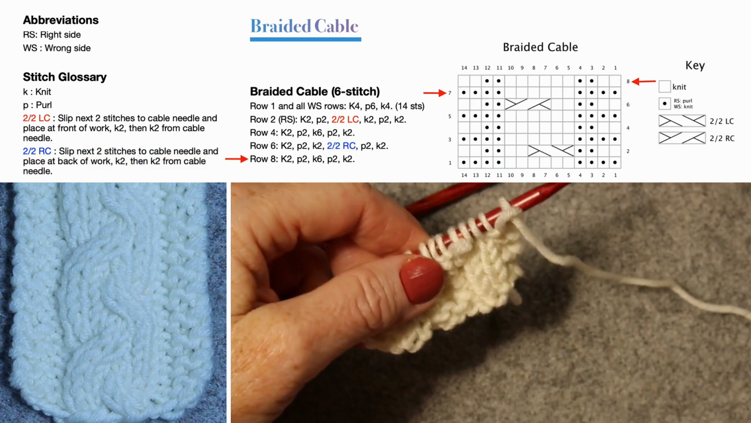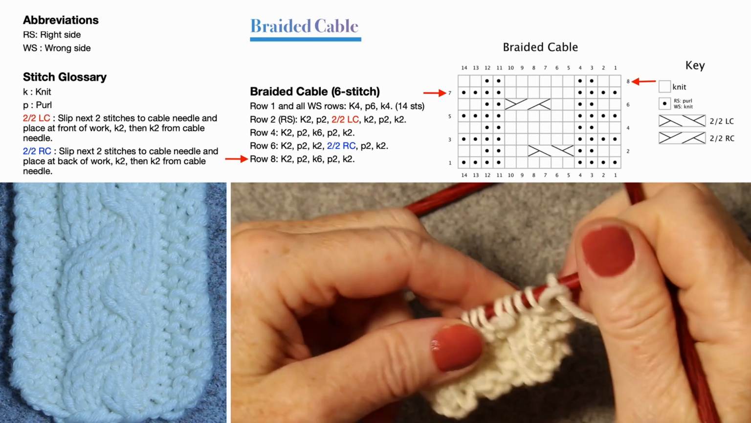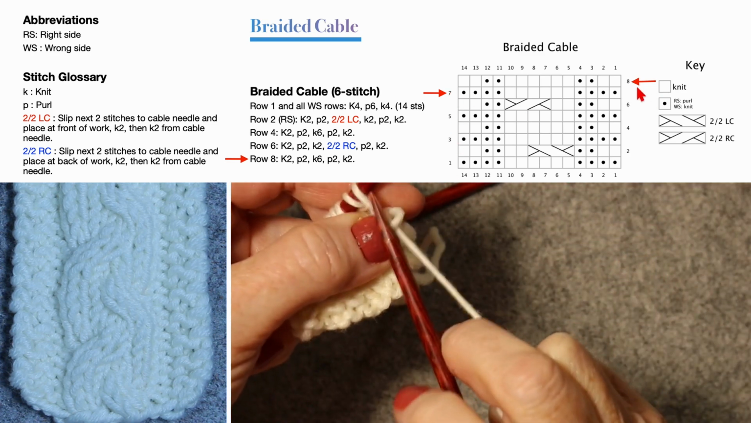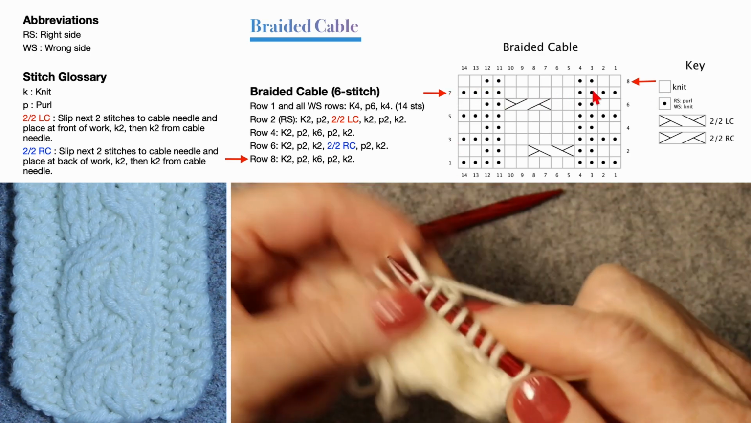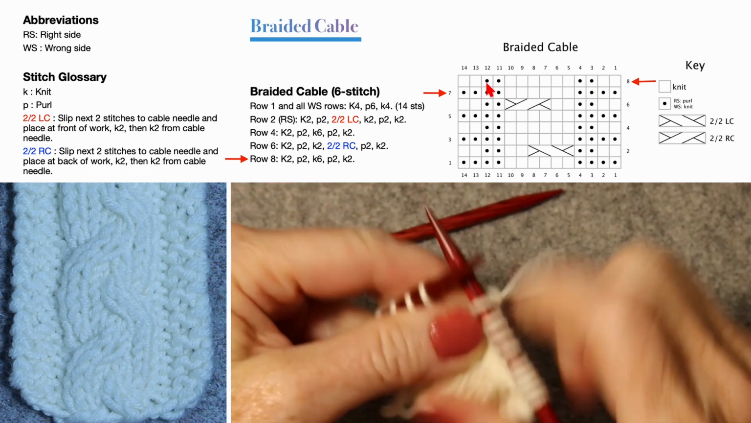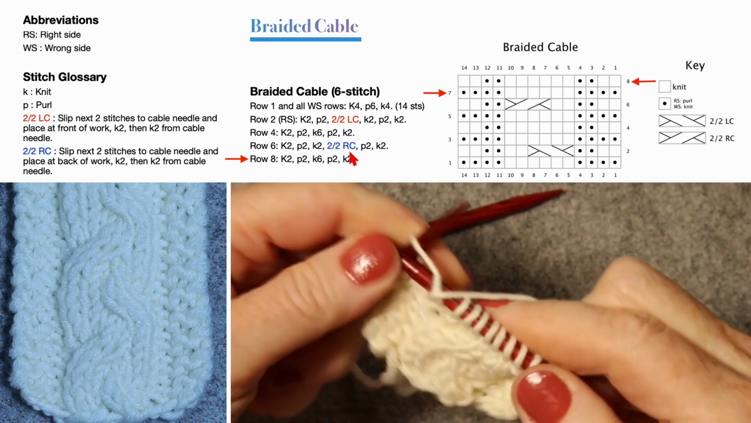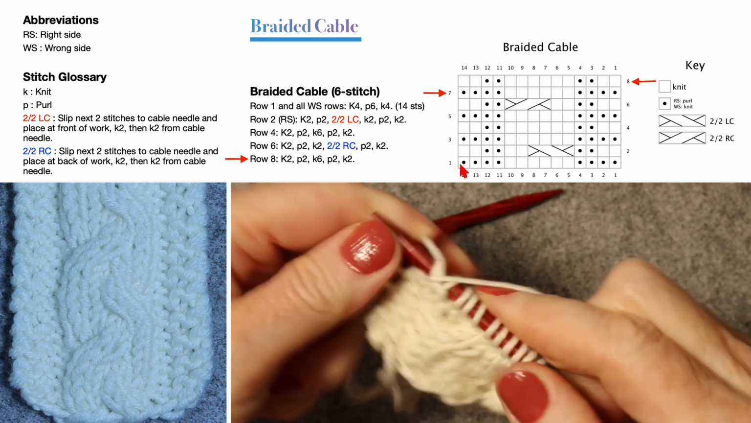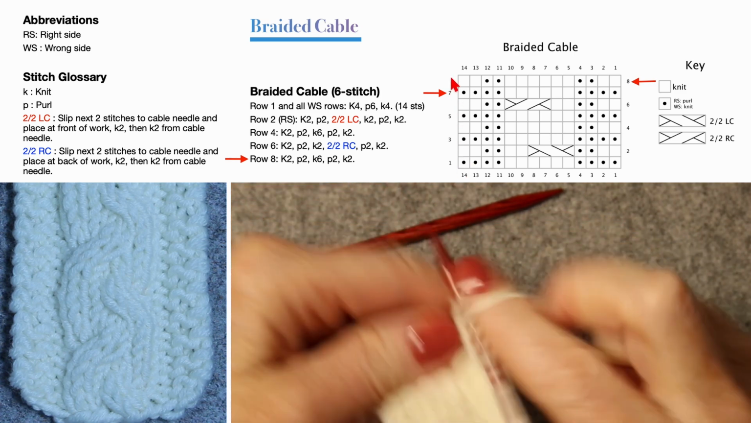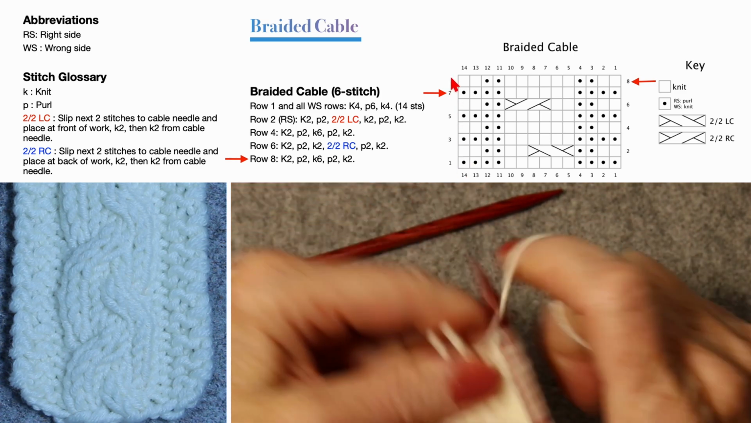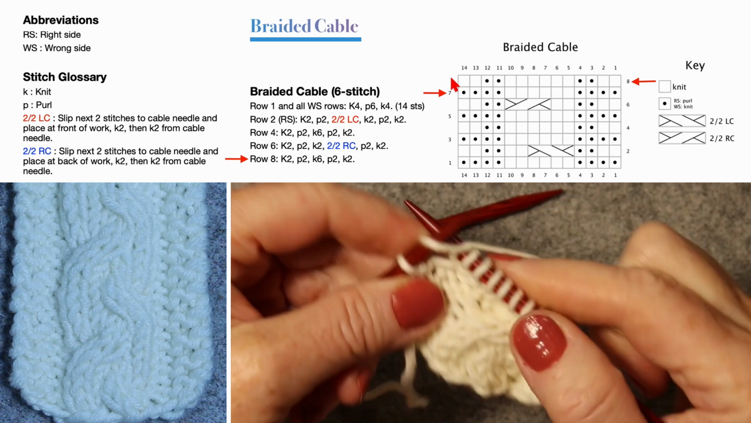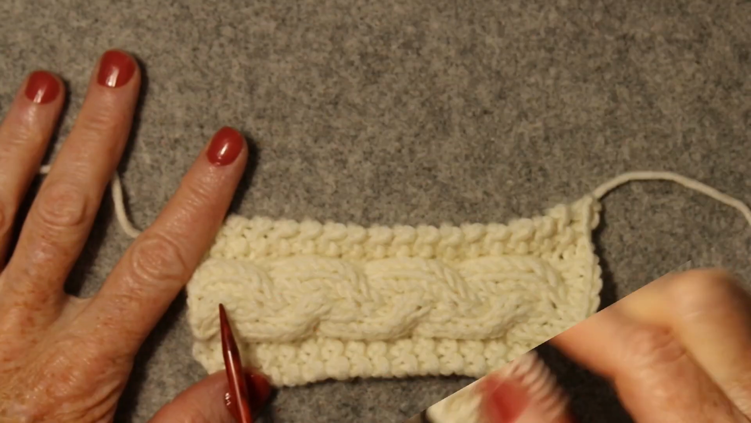And then to finish off this pattern, we just complete row 7 and 8. Row 7 is a wrong side row, and row 8 is the right side row, and there are no cables. Then you just repeat that 8 rows for the desired length, and then you cast off. And this is how the braided cable looks after several repeats.